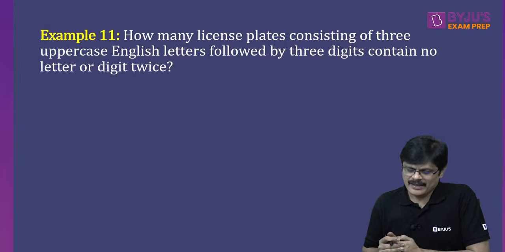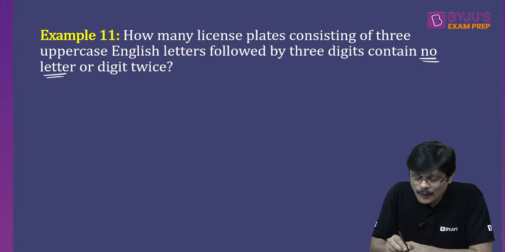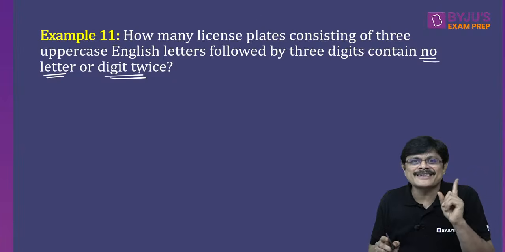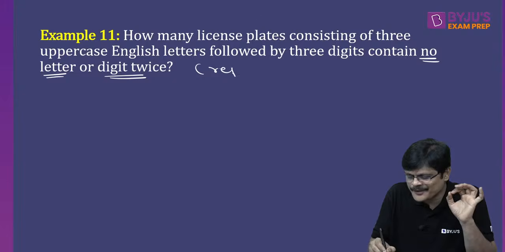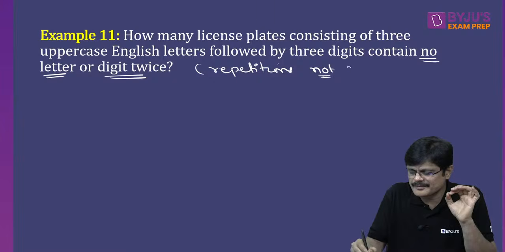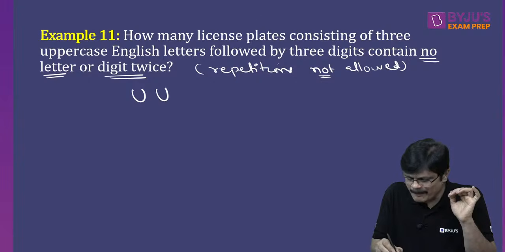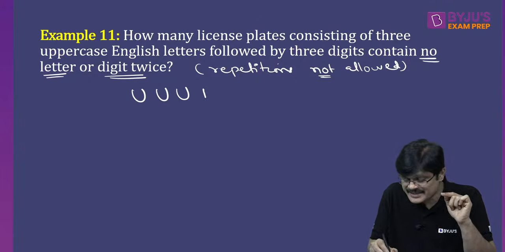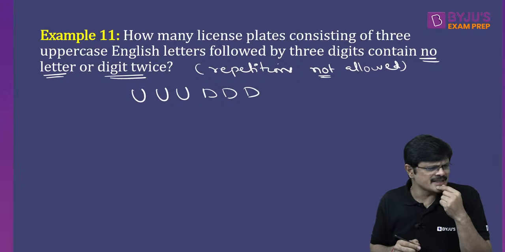Same question. License plates, here this time I have written clearly. License plates consisting of 3 uppercase letters followed by 3 digits containing no letter or digit twice. That is, letters and digits are not repeated, repetitions are not allowed. Am I clear? Wonderful. So here also 3 uppercase letters followed by 3 digits. It's not 2, it's 3 digits. What should be the answer? I think you can answer this very simple question.